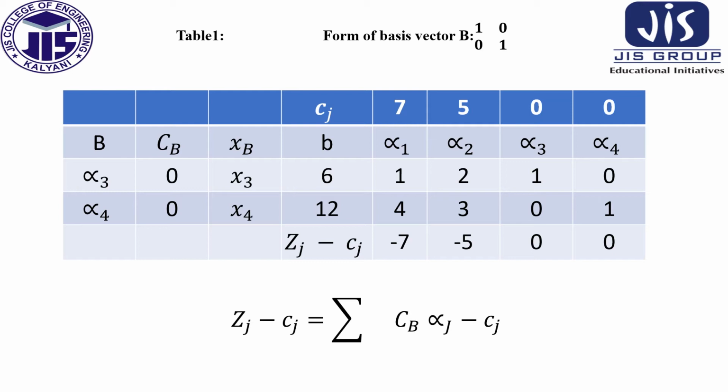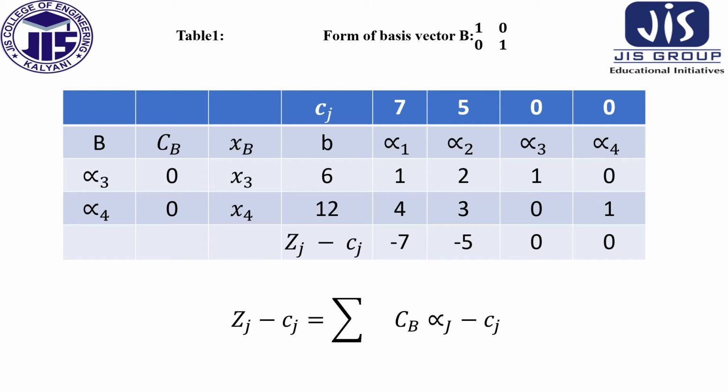Okay. Now what is C? C of alpha 3 means we see the Cj row. In the Cj row, the top value of alpha 3 is 0, so this value will be 0. And C of alpha 4, the top value of alpha 4, is also 0, so this will be 0.